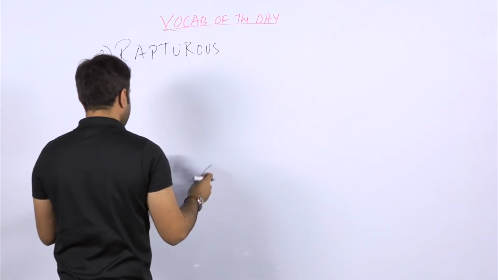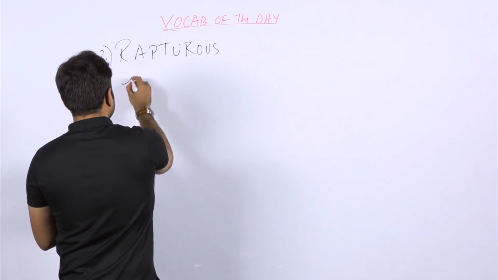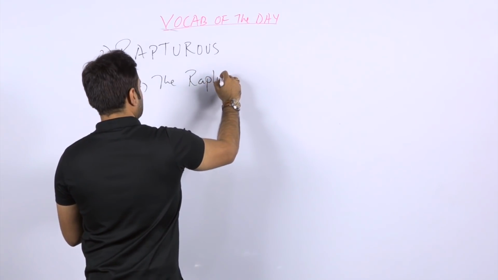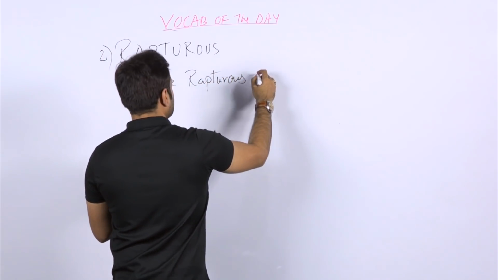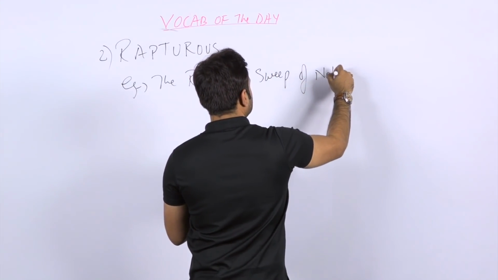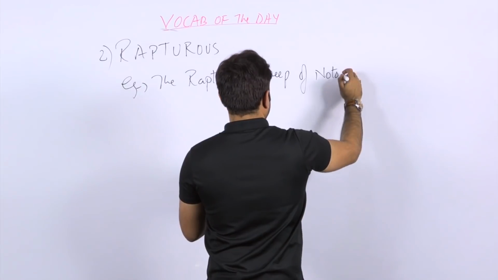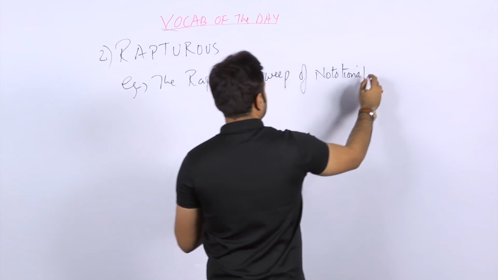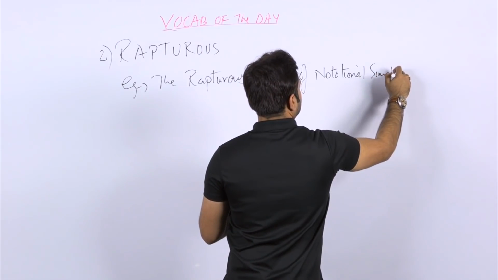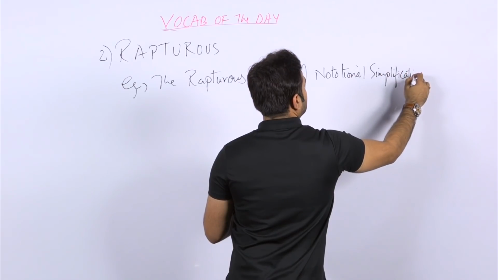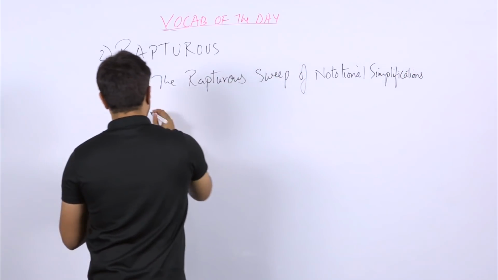And what is the sentence? The example is: the rapturous sweep of notational simplifications often.